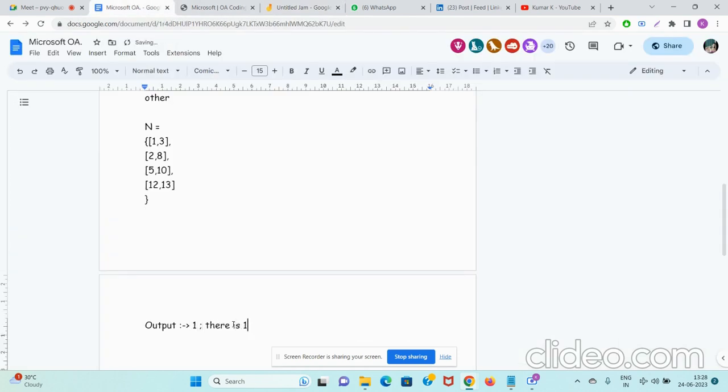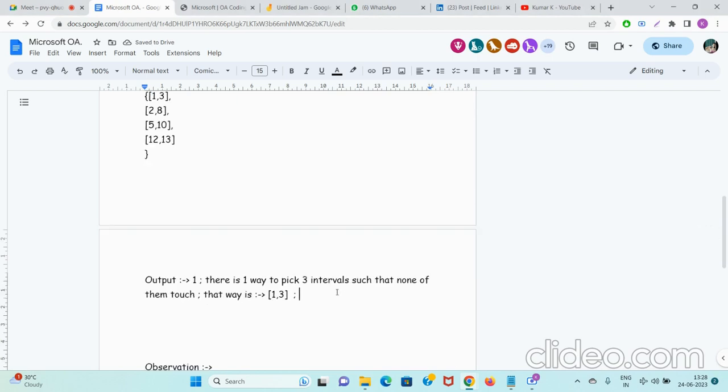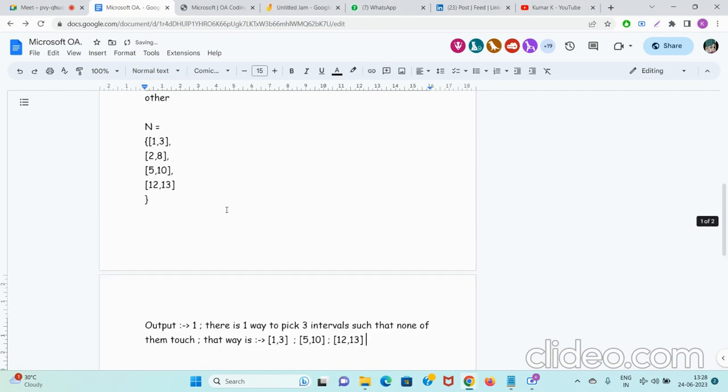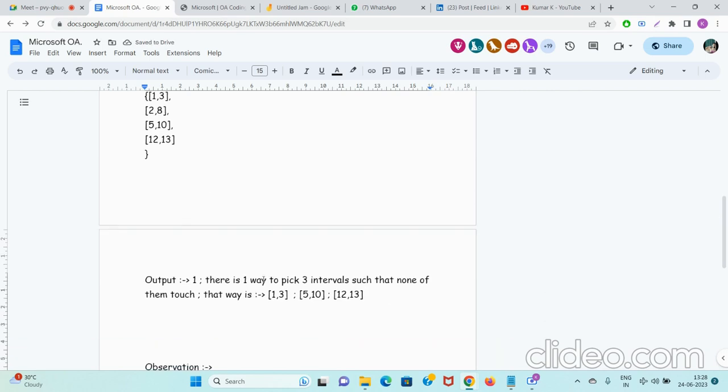There is one way to pick three intervals such that none of them touch. Which way is that, guys? You pick 1, 3, then you pick 5, 10, then you pick 12, 13. So this is the one way. For this particular test case, there is one way. They are not touching each other.